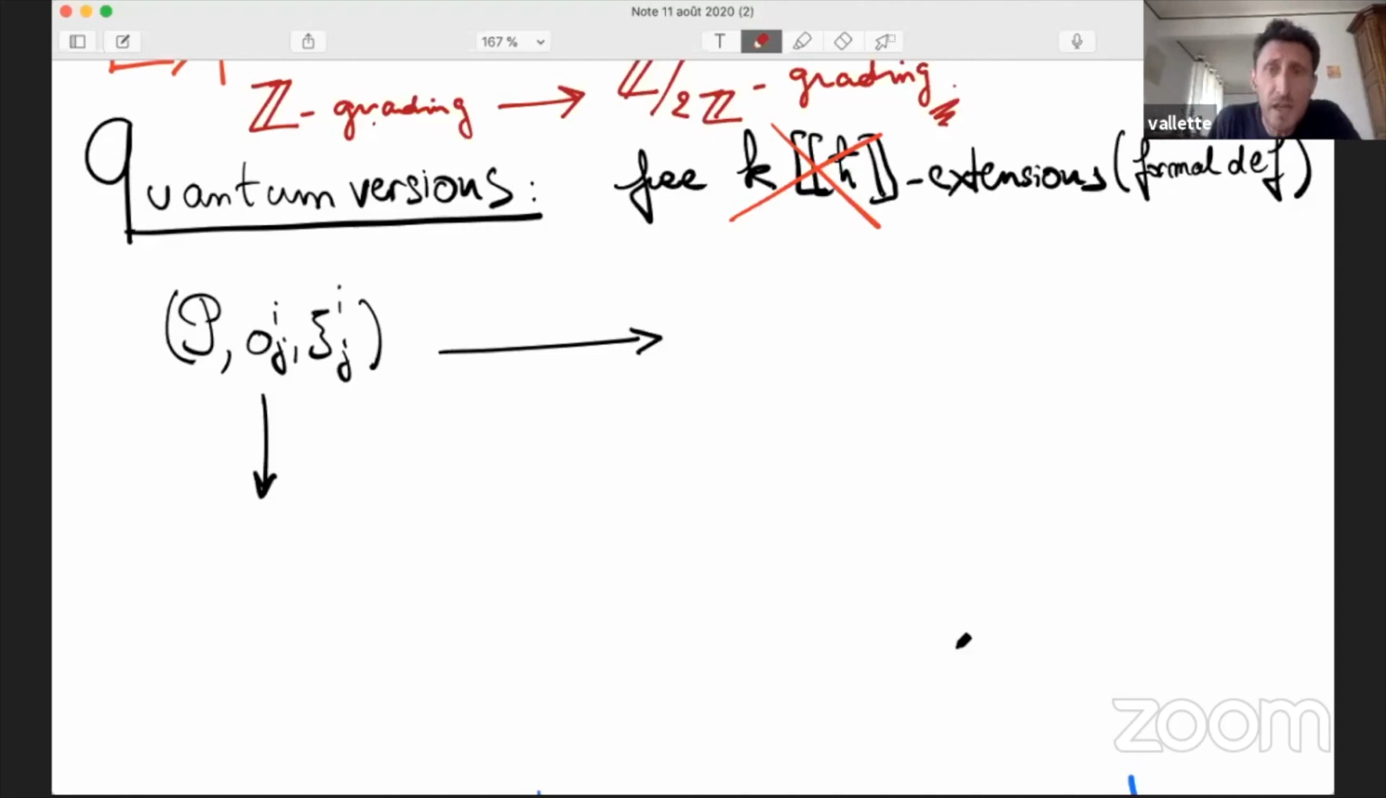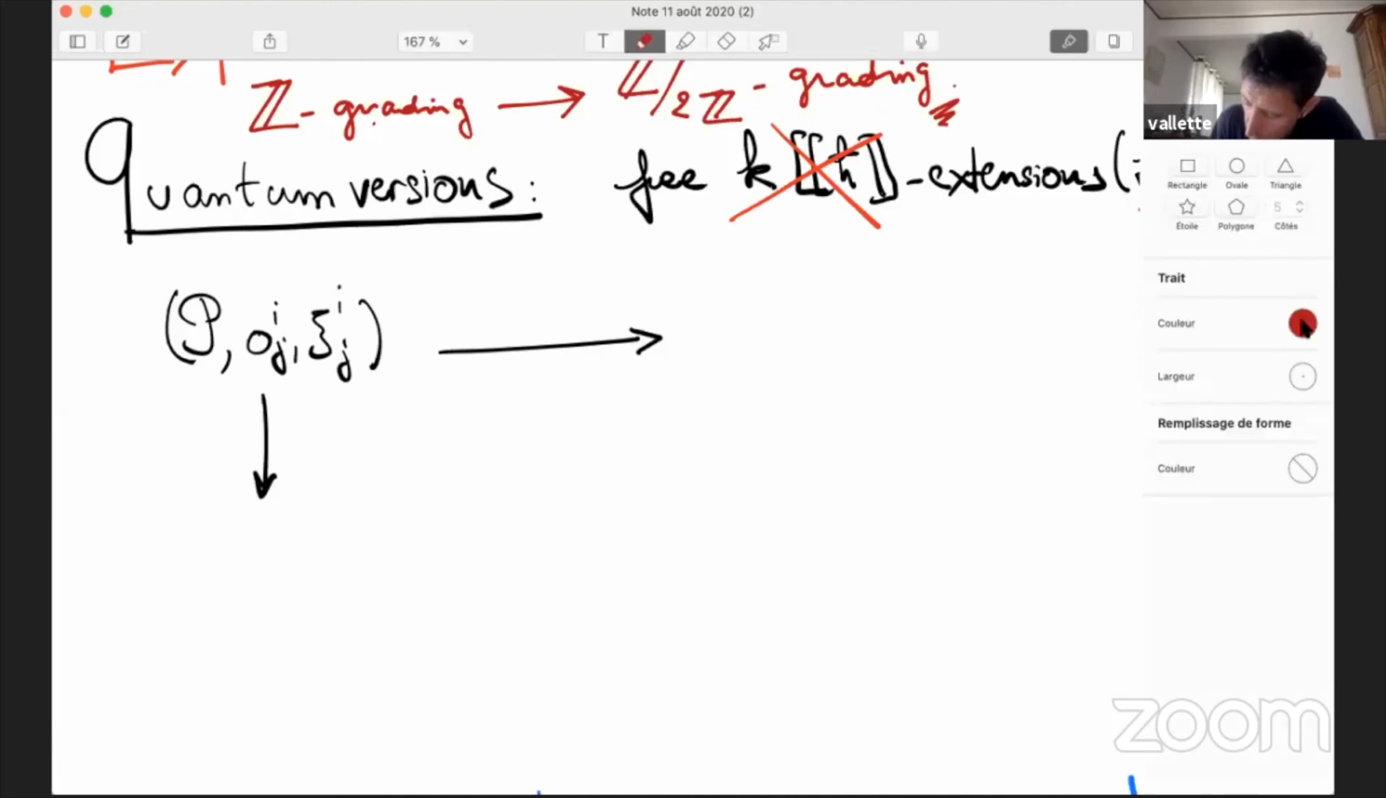Now, what can you do here? You can do h bar extensions of what I said before. That's what you do when you do formal deformations. But no, there is something more subtle that you can do. You might want h bar to stand for the genus. Okay, so the kind of thing you can do is as follows.